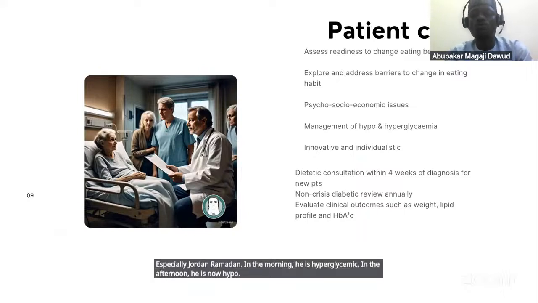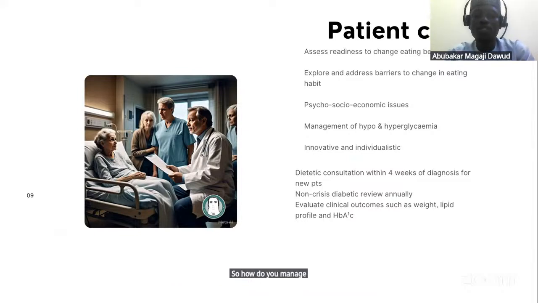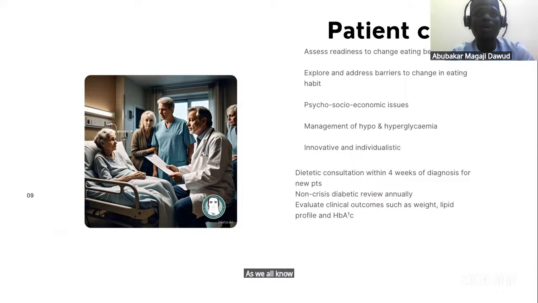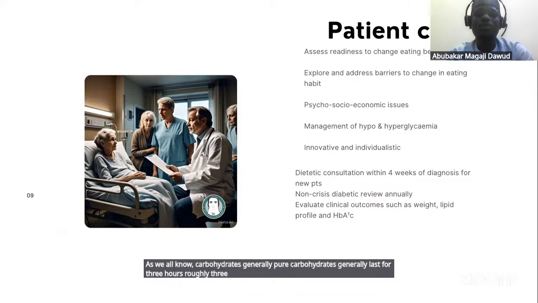So how do you manage that? You adequately inform them. Give them just a hint of what they are eating and how long their food will last in their stomach. As we all know, pure carbohydrates generally last roughly 3 hours in the stomach. Proteins, 4 to 5 hours, and then fat and oil for up to 8 hours.